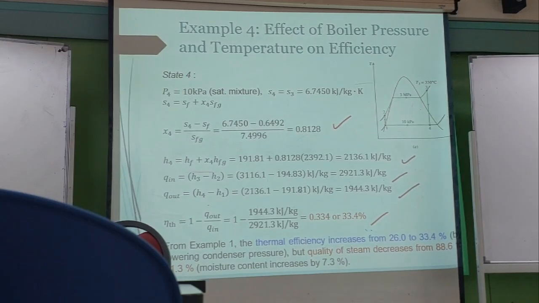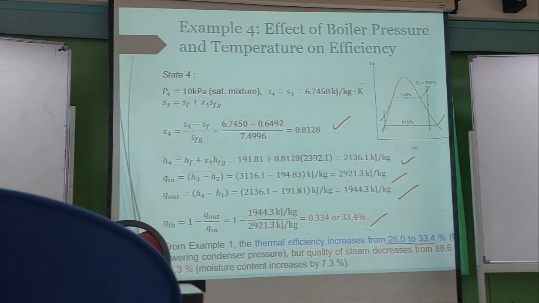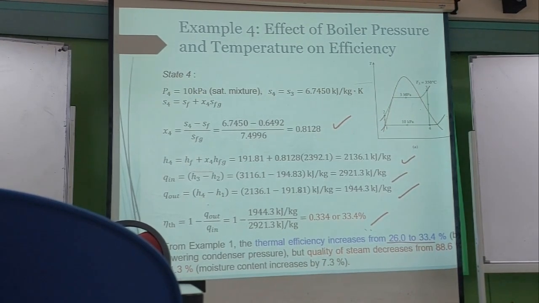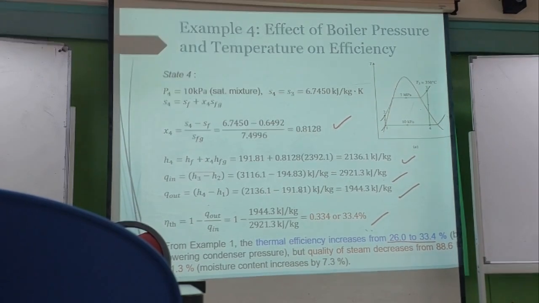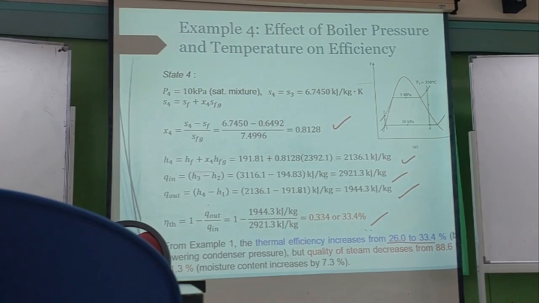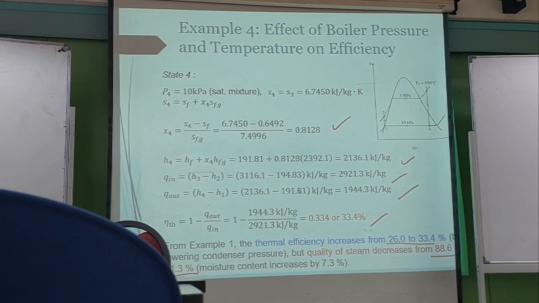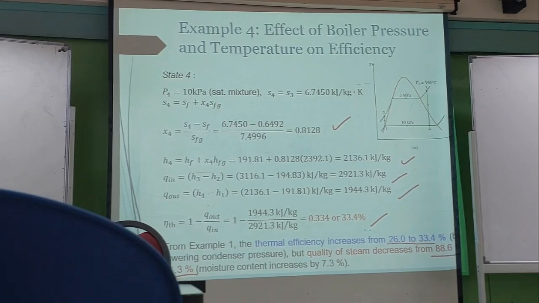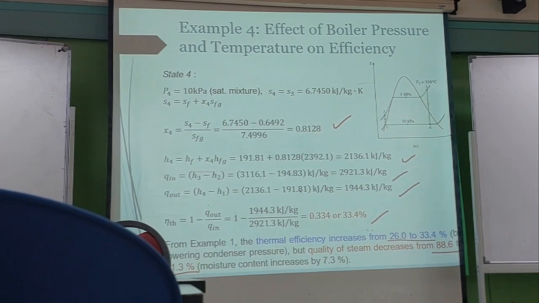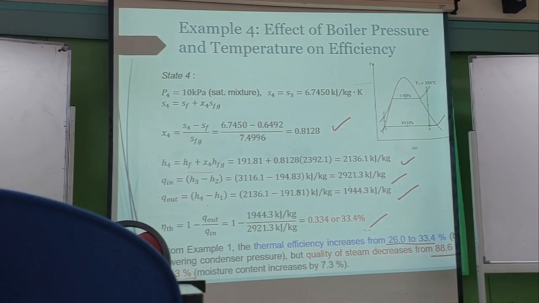So from 75 kilopascal to 10 kilopascal. A comparison here will show that the thermal efficiency has increased from 26 to 33.4 based on example 1, but the quality of the steam decreases. For this question the quality is around 81.3%, but in example 1 it was 88.6. This fits well with what we mentioned when we were talking about this method of increasing the efficiency, lowering the pressure. Okay, so that's part A.